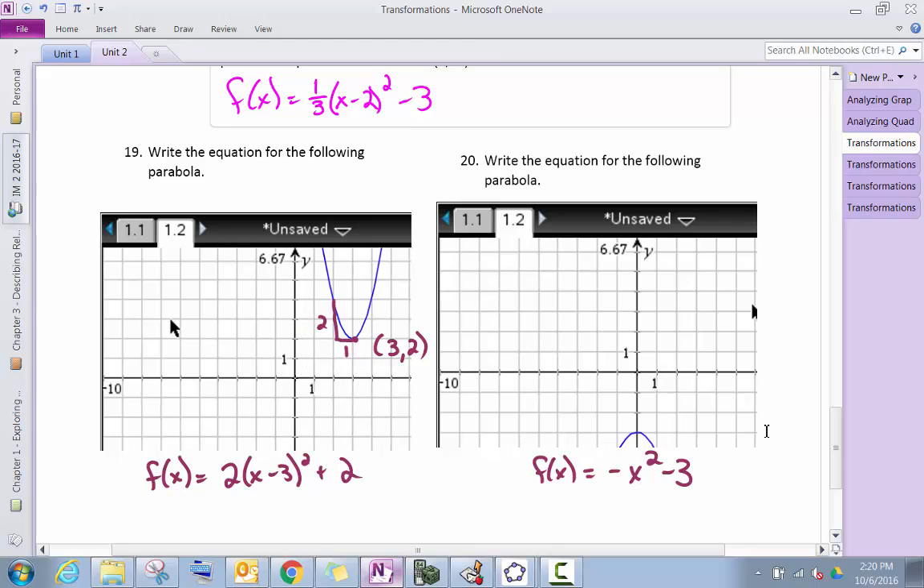Here, it's kind of tough to see, but it did reflect. It's upside down, so it's a negative. It didn't go left or right at all, so x minus h is 0. So we don't need the parentheses there. If you have it, that's fine. And minus 3 means we went down 3. So that's why we get that equation. And that's how we do our transformations.